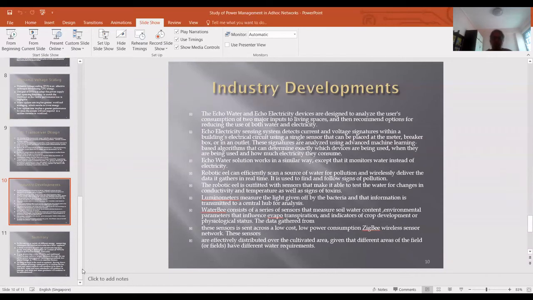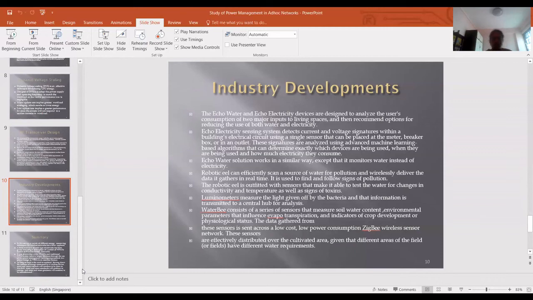The robotic eel can efficiently scan a source of water for pollution and wirelessly deliver the data it gathers in real time. It is used to find and follow signs of pollution. The robotic eel is outfitted with sensors that make it able to test the water for changes in conductivity and temperature as well as signs of toxins. Luminometers measure the light given off by the bacteria, and that information is transmitted to a central hub for analysis.